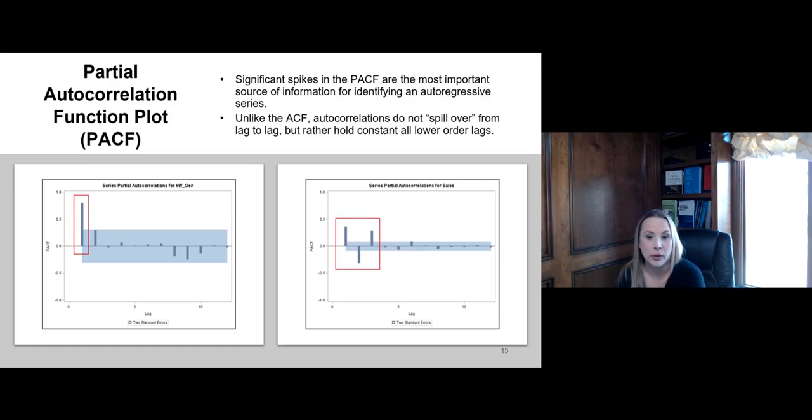So to summarize, for the kilowatt hours generated, we see that it's only significant at lag number 1. So we just need an AR order 1, or autoregressive order 1. But for this one on the right, we are looking at a partial autocorrelation for sales, and we see that 3 of them pierce that 95% confidence interval. Therefore, we want to use an AR3, autoregressive 3, type of model.